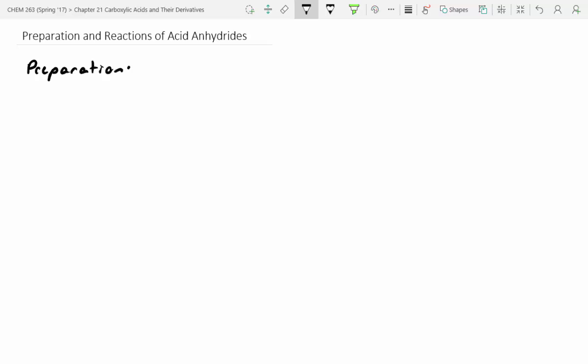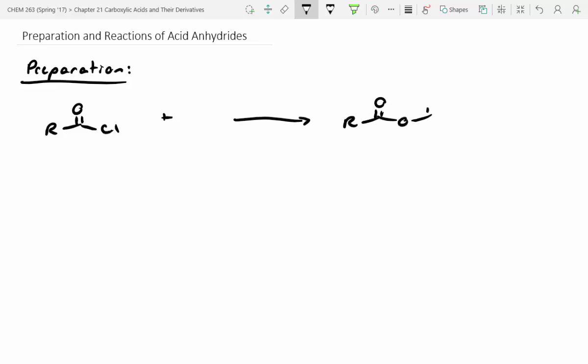And the preparation is pretty straightforward. I said you can make anything from an acid halide. So what reagent would we need in order to make an anhydride? And I'll just call this an R prime over here. What do you guys think we would need?